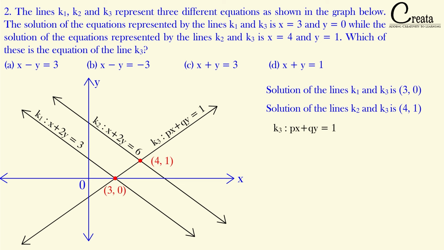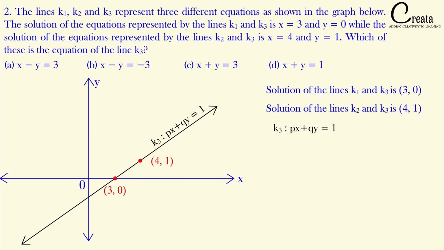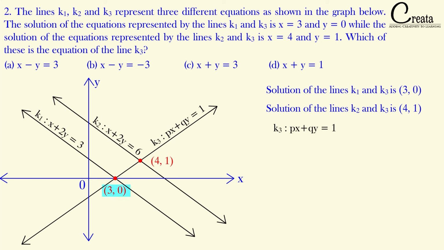Firstly, let's find the value of P and Q. The equation of line K3 is given as Px plus Qy is equal to 1, and this line is passing through the point (3, 0) and the point (4, 1). It means this equation will satisfy both the points. Both of these points are on the line K3, so both will satisfy this equation. Let's take the point (3, 0) and replace x with 3 and y with 0. We get 3p plus 0 is equal to 1. On solving, we get p is equal to 1/3. So we got the value of p. That's good.